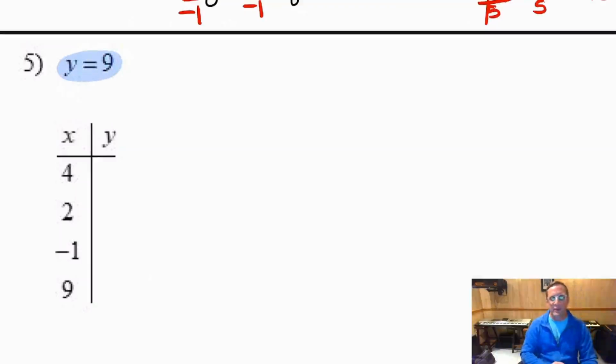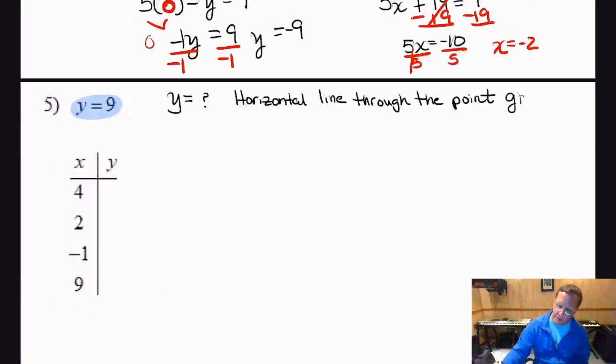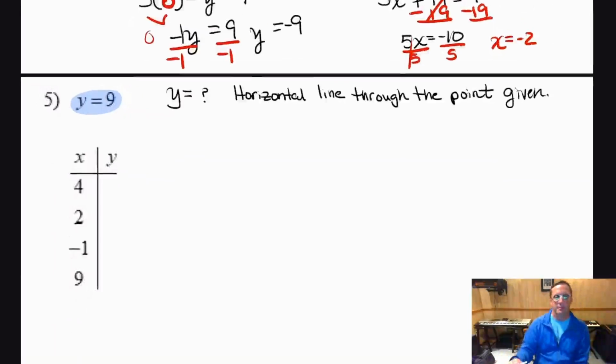Now for number 5 right here, you'll notice the equation is very simple looking, but when it comes to graphing equations, so many people find this very confusing. So when it's a y-only equation, like y equals something, it's going to be a horizontal line. So it's going to be a horizontal line through the point given.